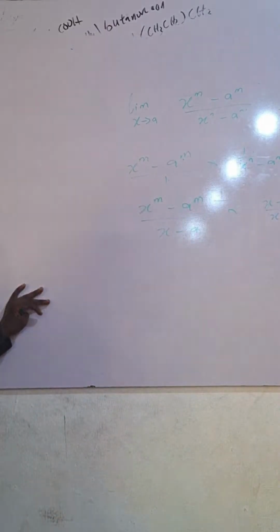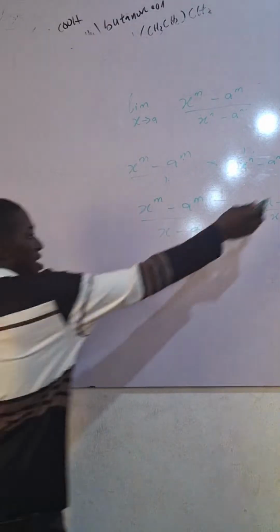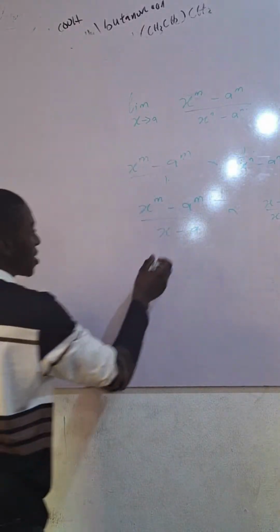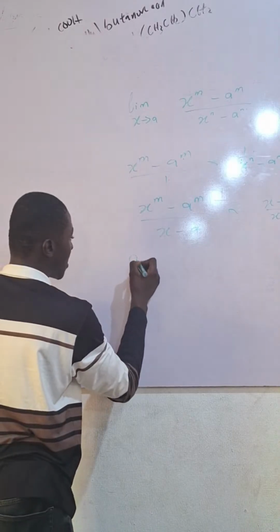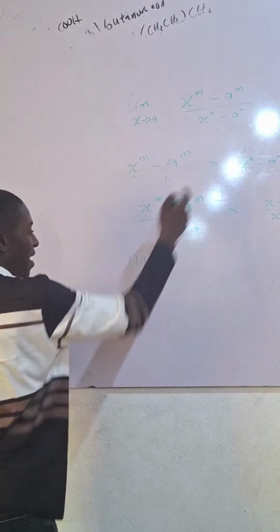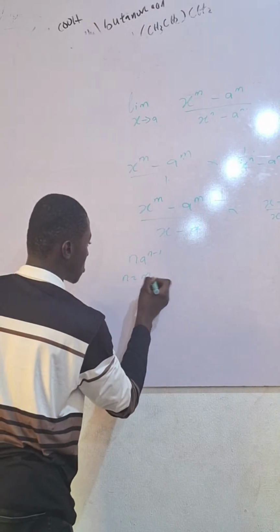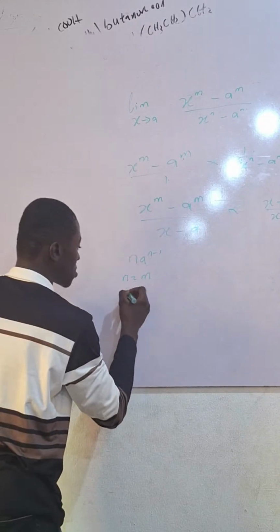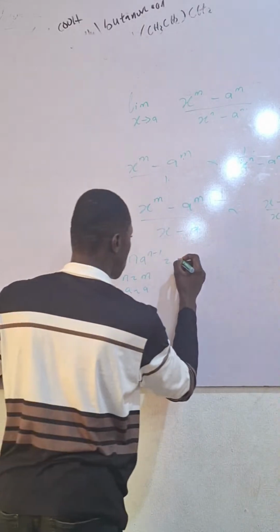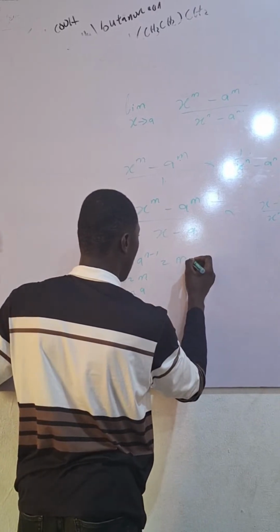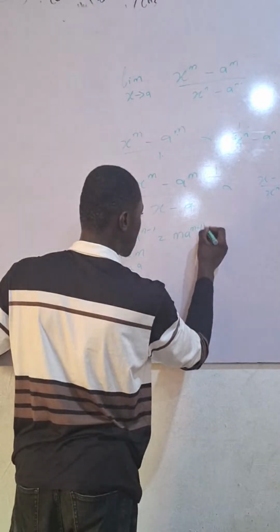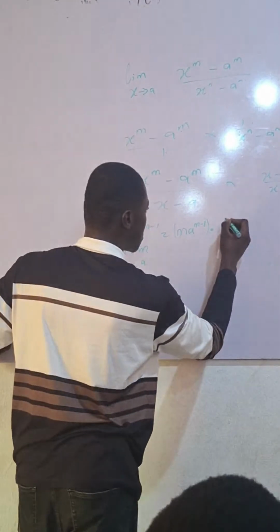Did I change the question? I did not change the question because this can still cancel out. Once it cancels out, I can multiply and get back to the original. So now I can use the formula. The formula is n times a raised to power n minus 1. But in this case, what's your n? n is m, and a is a. So using the formula, this one will be m multiplied by a raised to power m minus 1.